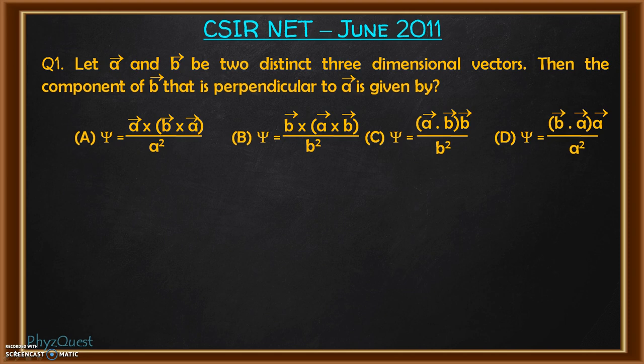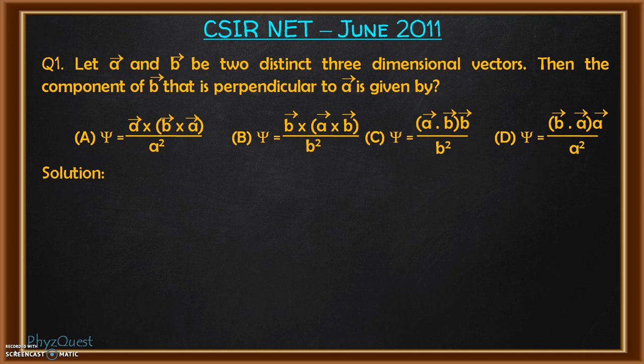Vector A and vector B are two distinct three-dimensional vectors. Then the component of vector B that is perpendicular to vector A is given by, four options are given and we need to choose the correct option. So let's start with the solution.